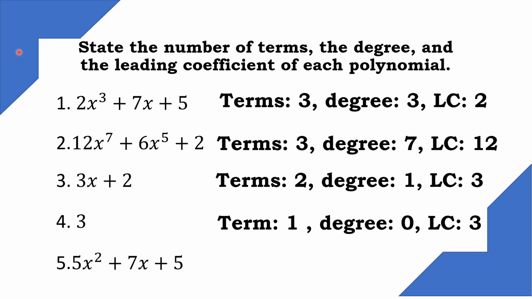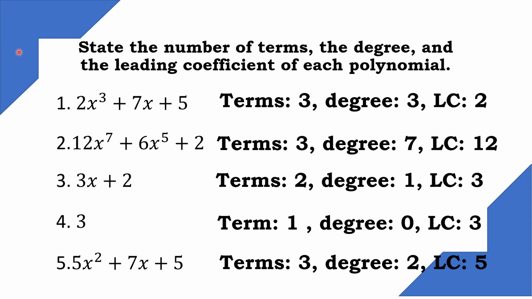For number 5, we have 5x squared plus 7x plus 5. How many terms do we have? So, we have 3 terms. The degree here is 2 and the leading coefficient is 5.